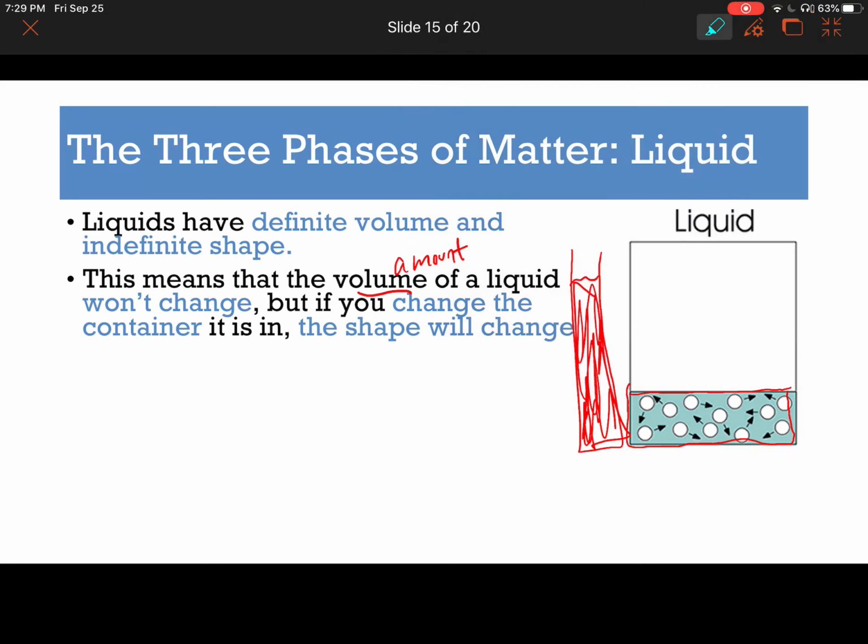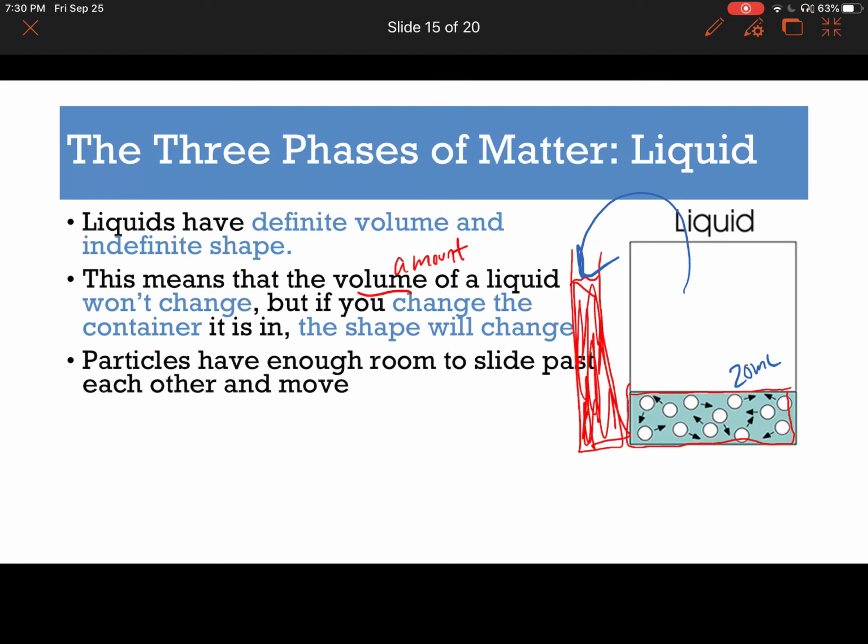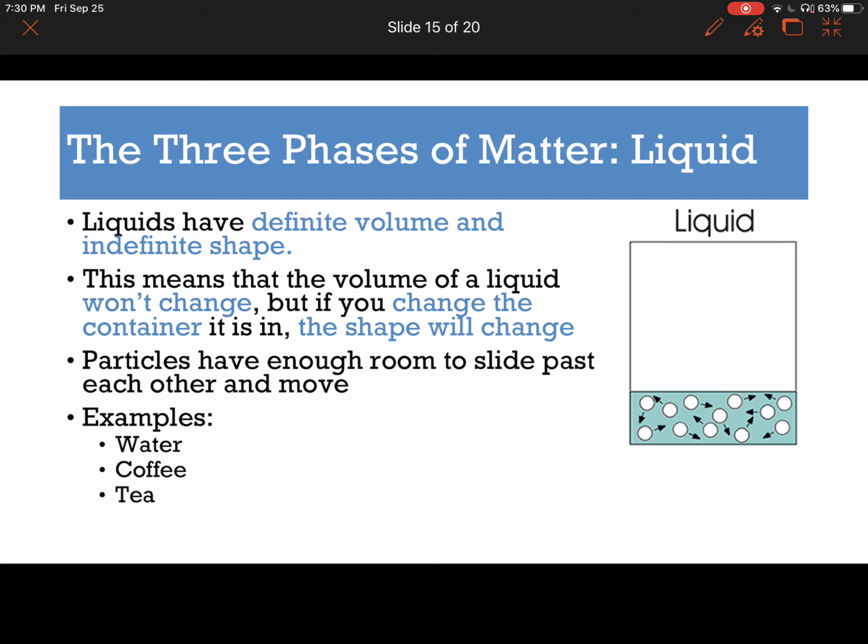But let's just say that we have 20 milliliters of water here. If we pour it in there, it's still 20 milliliters, but now it's a different shape. So the particles in a liquid have enough room to kind of slide past each other. So that's what gives it its indefinite shape. They are more spread apart than solids are. And examples of liquids, again, the list can go on and on, but water, coffee, and tea.